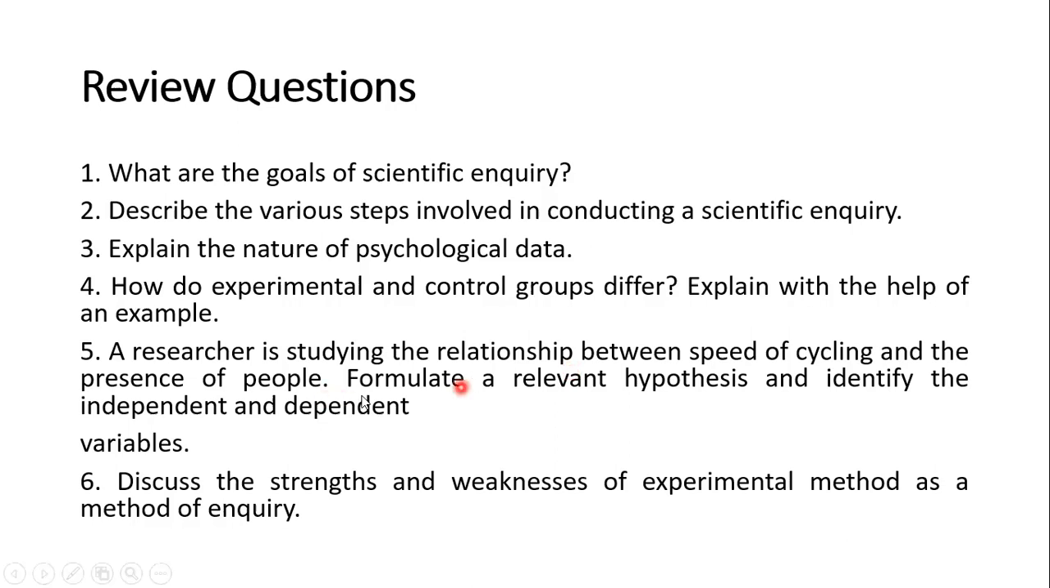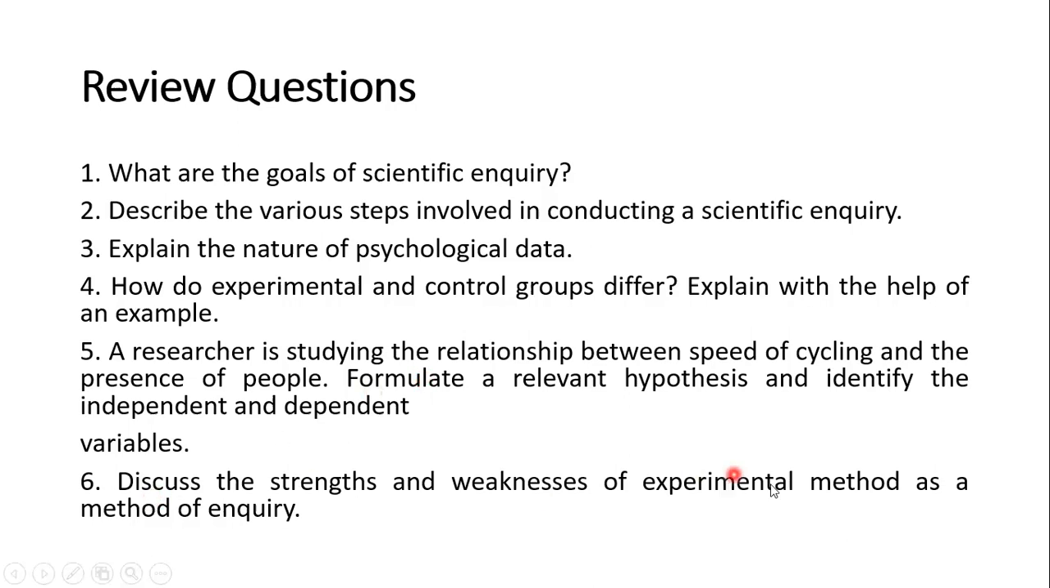Researchers studying the relationship between variables: whether you use a correlation, experimental study, or observation. Here you are asked to formulate a relevant hypothesis. For example, the effect of cycling speed on people, their aggression, reaction, or response. As the speed increases, the response increases, like people give way. Like that, you can formulate your own hypothesis. Try to make good steps for how you want to study this.